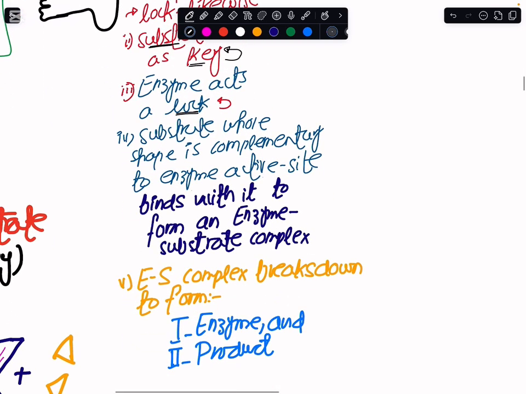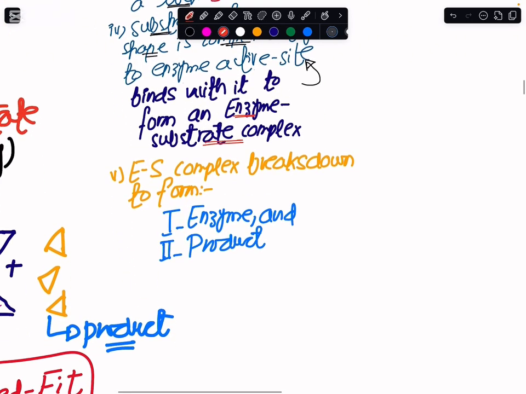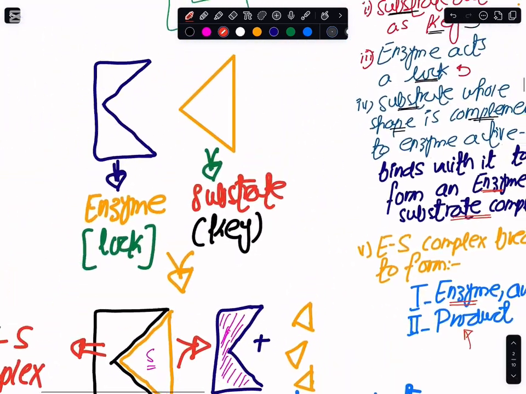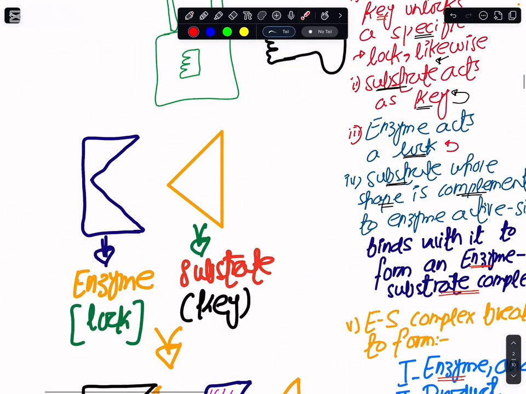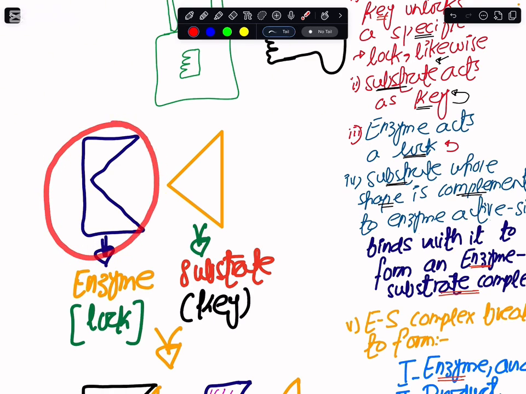And that substrate, among many, whose shape would be complementary to the enzyme's active site, would bind with it, and as a result we would end up making an enzyme substrate complex. That complex would further revert, giving us our enzyme intact, and we would end up making the product. You see that in this lock and key hypothesis, on the arrival of the substrate, the enzyme does not change the shape of its active site. So as per this model, the enzyme molecule is rigid.